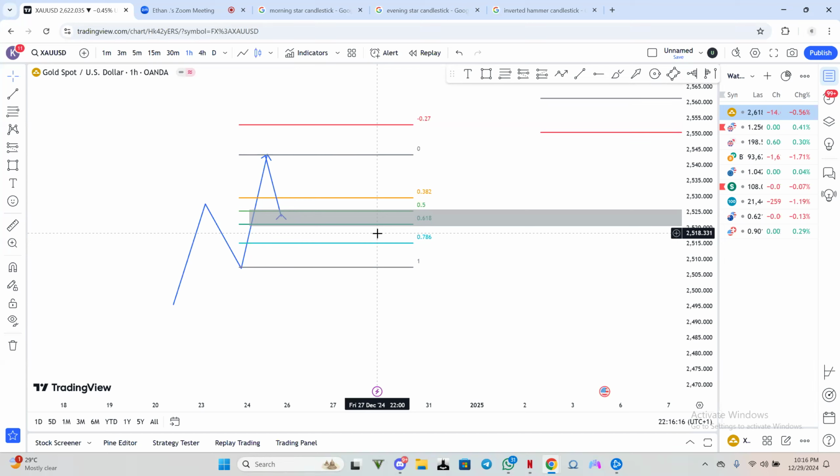So once it has gotten to that level on the 1 hour, that is when you go down to the 15 minutes or 5 minutes to look for your morning star in a buy trend. Do you understand? That's for the uptrend.